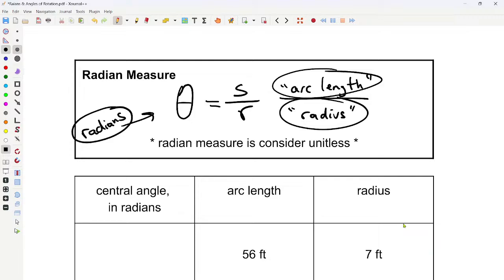Radian measure is considered unitless because I was talking about my arc length being steps or feet. The radius was steps or feet. So if you think about the actual labels, feet over feet would end up canceling out. And therefore, a radian is a unitless measure, according to Wikipedia. But I don't need Wikipedia to tell me that. I proved it. Whatever you measured in is going to cancel out.